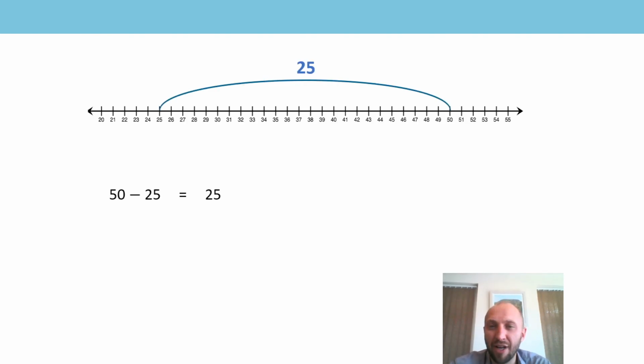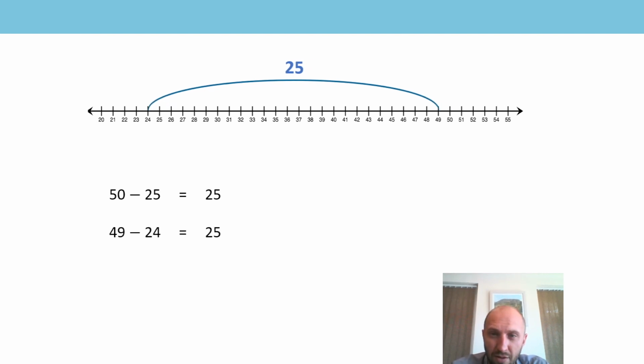Let's use a number line. Let's look at that first calculation. You can see we've got 50 and 25 marked on our number line, and we know that the difference is 25. The next calculation asked us to find the difference between 49 and 24. And you'll see that it moves along. It subtracts 1 from the Minuend and 1 from the Subtrahend, and the difference stayed the same.